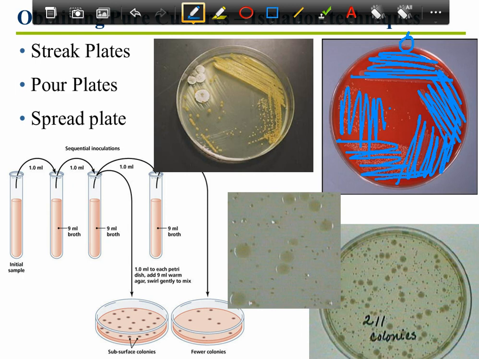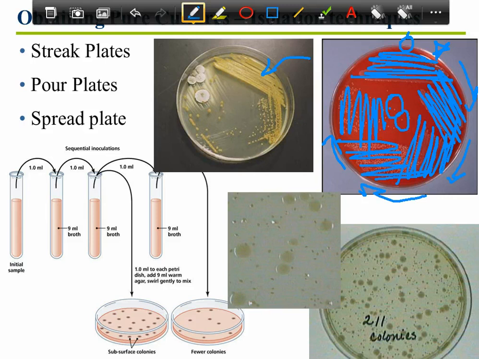Now, what happens is you get a dilution effect. This is your most concentrated up here, less. As you go around the dish, you've got fewer and fewer and fewer cells. So eventually, you end up seeing individual colonies right here. And you can see the same thing over here on this plate.